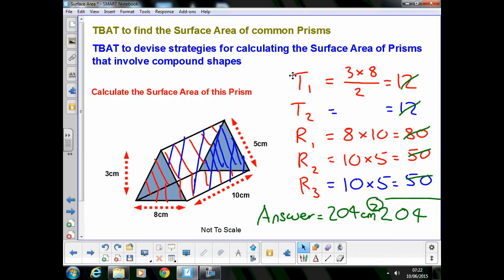It has to be squared because we're talking about area. Now use the worksheet you've got to try some on your own.